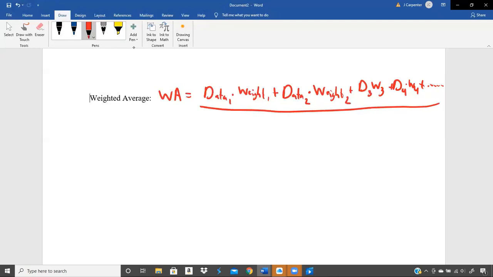And you have to have as many datas as weights. So you can't have 5 data elements and 17 weights. You can't even have 5 data elements and 6 weights, or vice versa. They have to match. There's a one-to-one relationship. Each piece of data has to have a weight. And then the bottom is just the sum of the weights. So there's no products in the bottom. It's just weight 1 plus weight 2 plus weight 3 plus weight 4 plus, and then you just keep going.